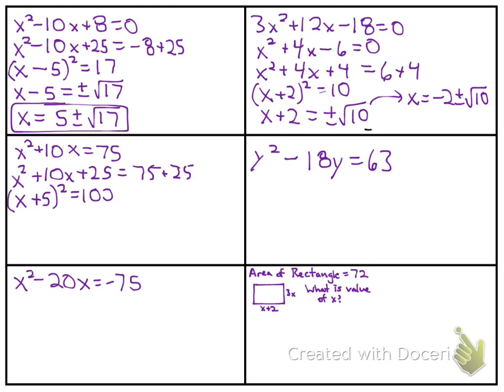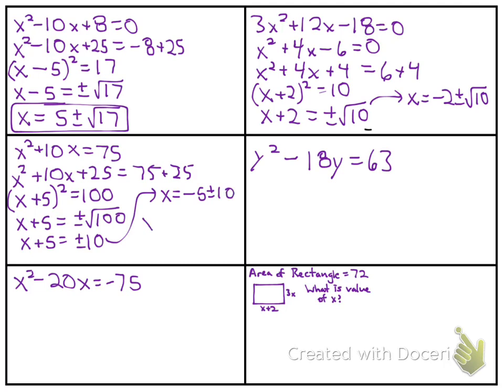The right-hand side's 100. We take the square root of both sides. It gives us x plus 5 equals plus or minus the square root of 100, which is x plus 5 equals plus or minus 10. We next are going to subtract the 5 from both sides. Negative 5 plus or minus 10. So our two answers, negative 5 plus 10 is 5, negative 5 minus 10 is negative 15.